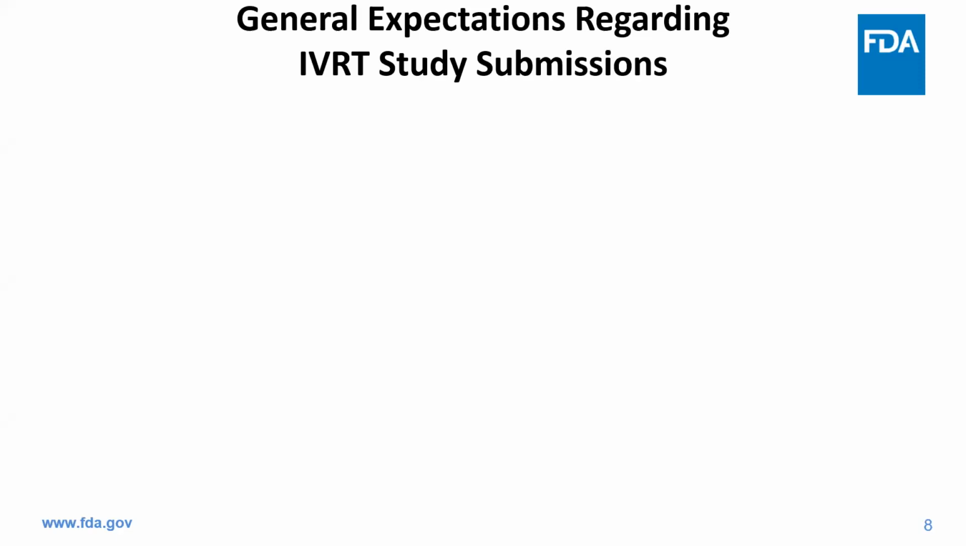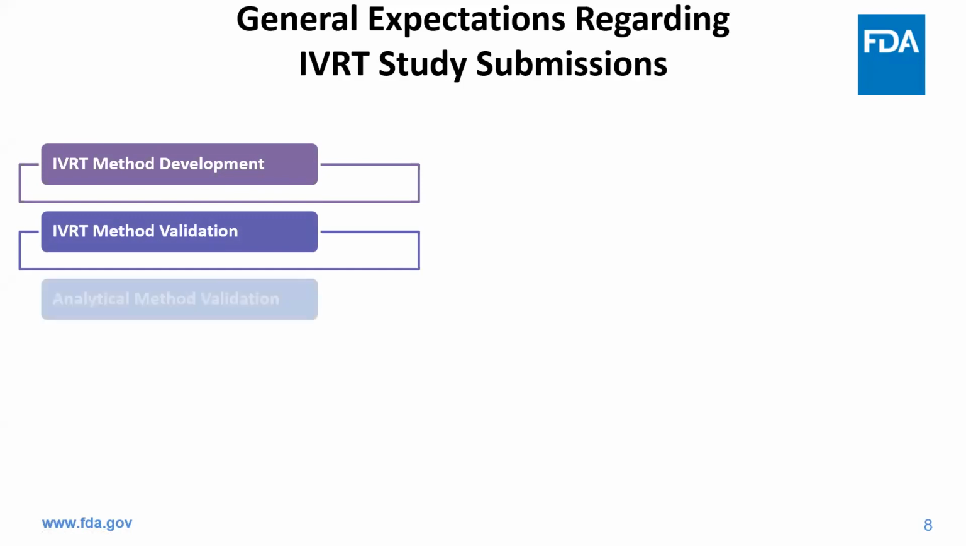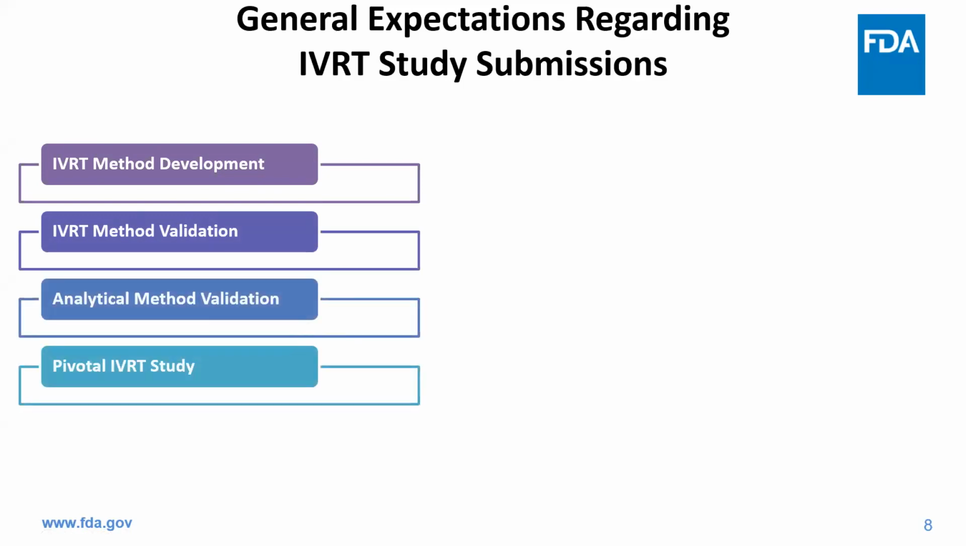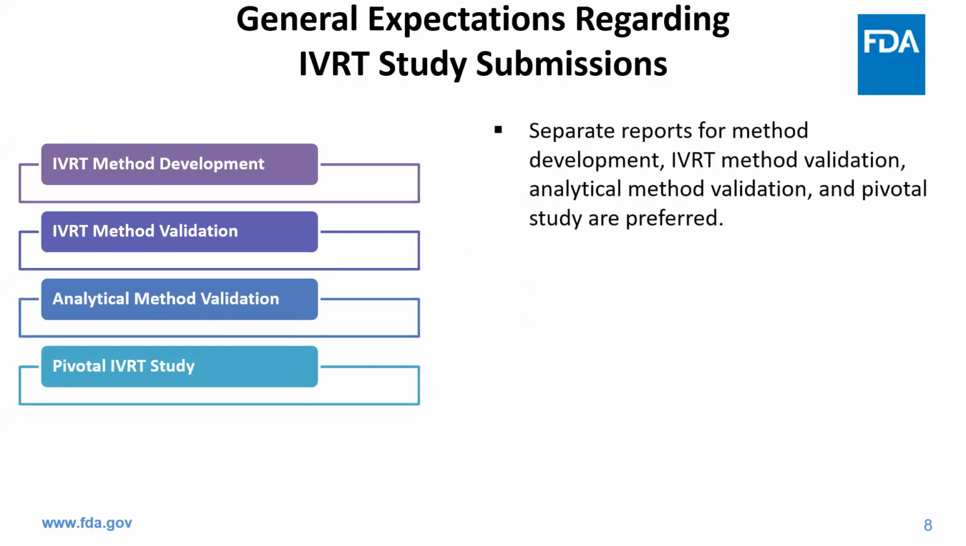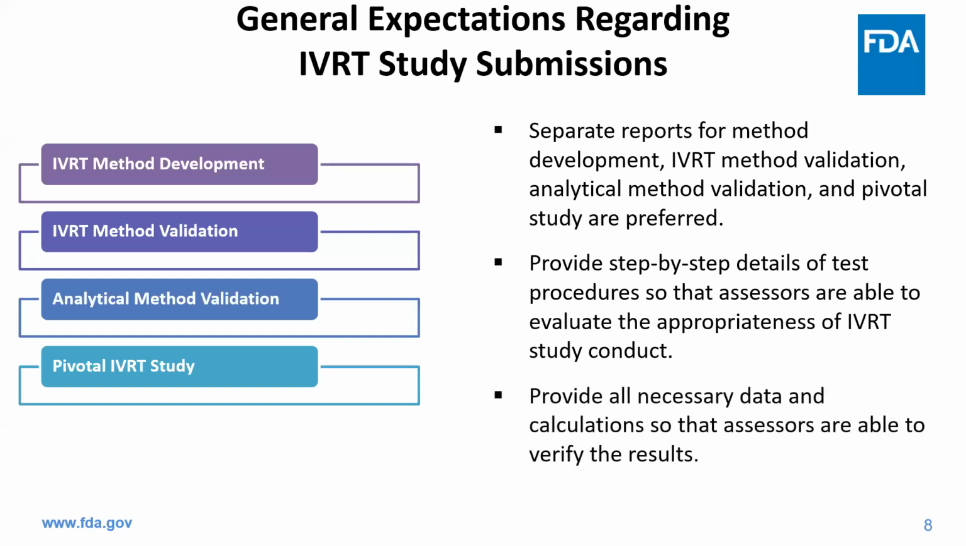So in general, the IVRT study submission can be divided into 4 sections: IVRT method development, method validation, analytical method validation, and pivotal IVRT study. So it's preferred that separate reports are submitted for each of these sections. The applicant may provide step-by-step details of the test procedure so that the assessors are able to evaluate the appropriateness of the IVRT study conduct. And the applicant may also provide all the necessary data and calculations so that we are able to verify the result and make sure that it has been conducted appropriately.